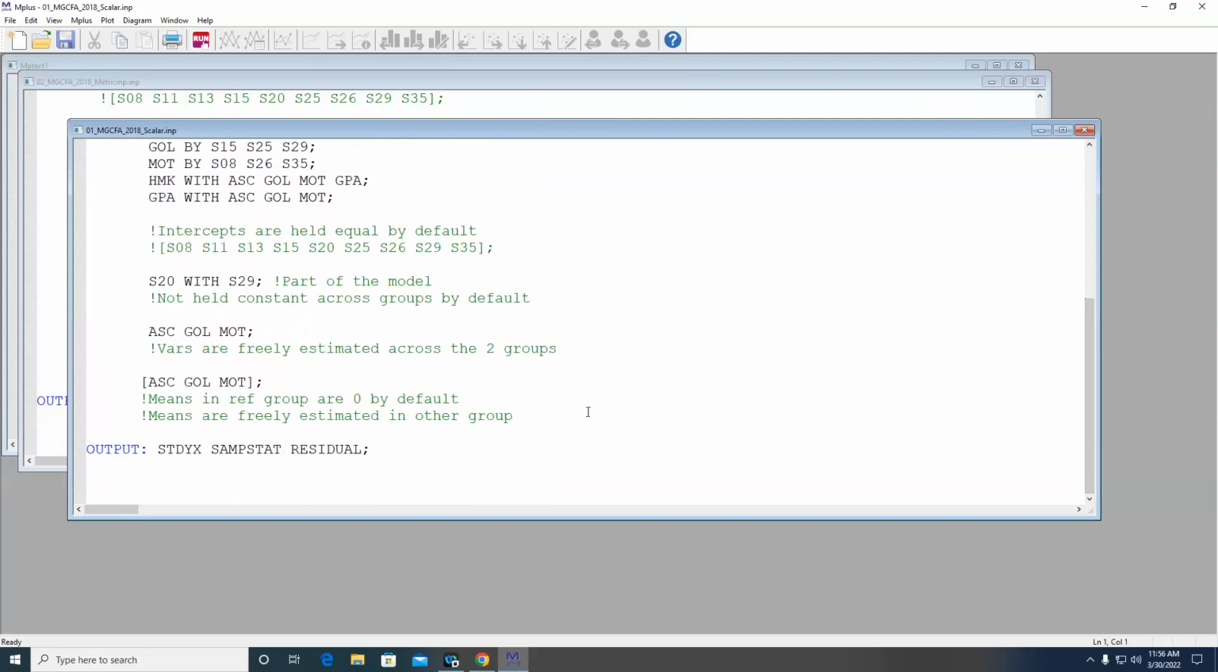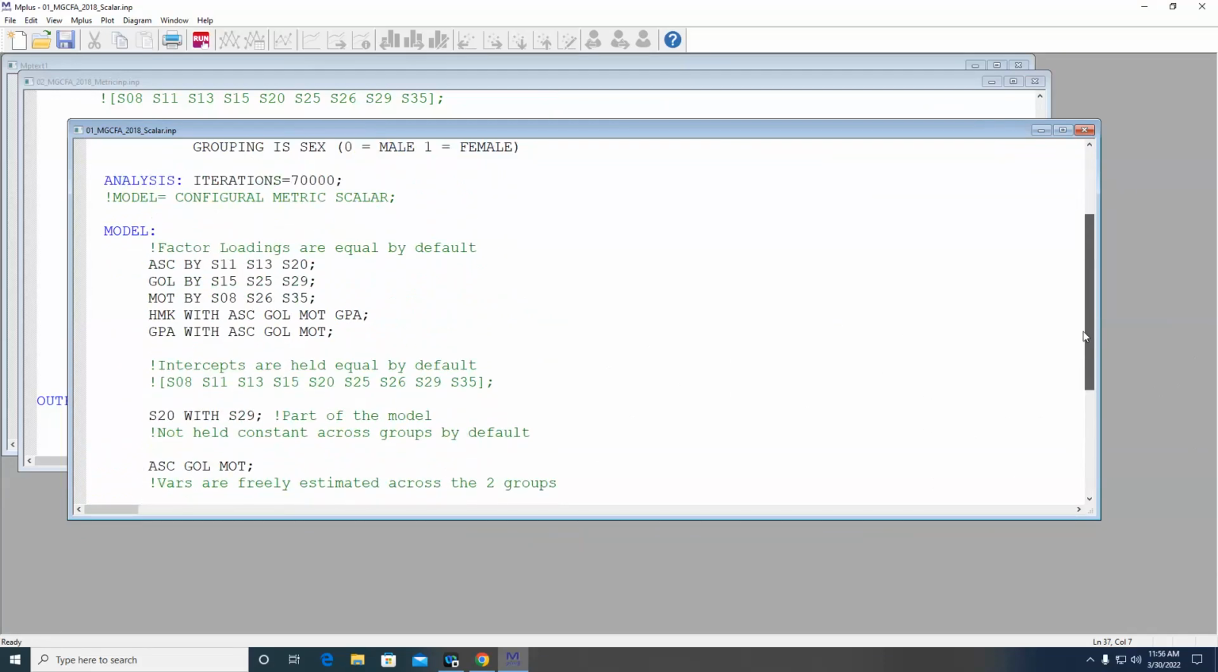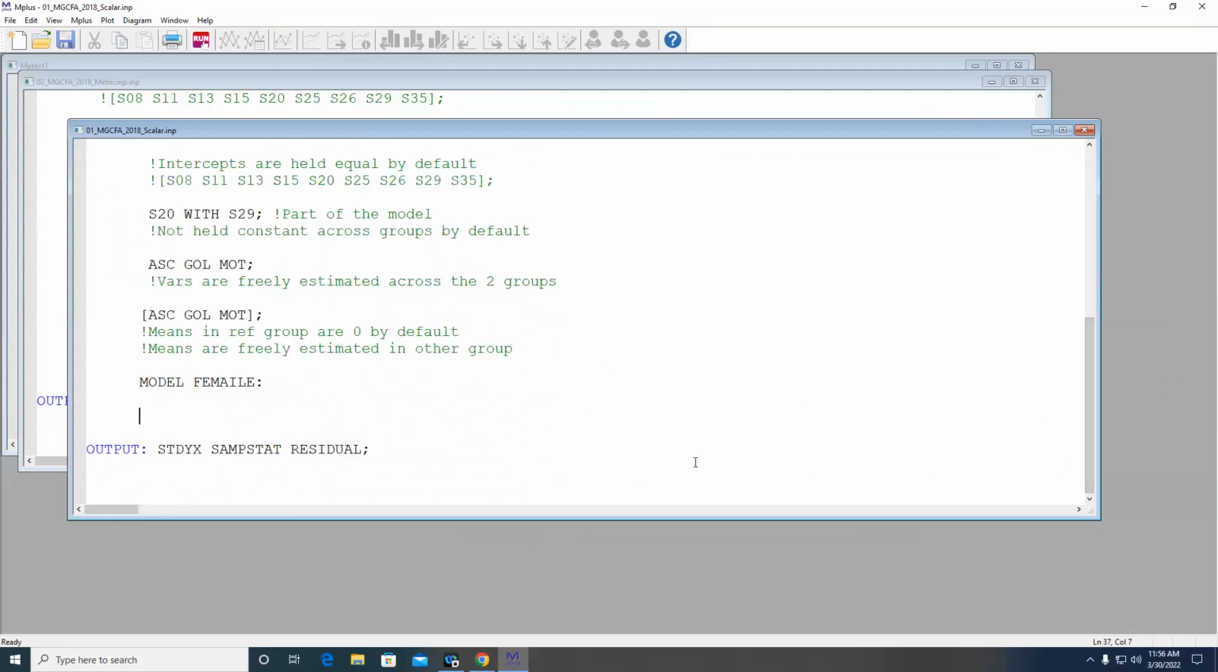So now I'm going to say model female, colon, and don't let it throw you. You'll notice that it doesn't turn blue like the model colon statement does, but that's okay, don't worry about it. And it was S26, right? Yep, S26. And it's the intercept of S26. So Female, there's an I. Oh yeah, that's going to mess me up. Let me fix that in a sec. Okay, so it's S26 in brackets.